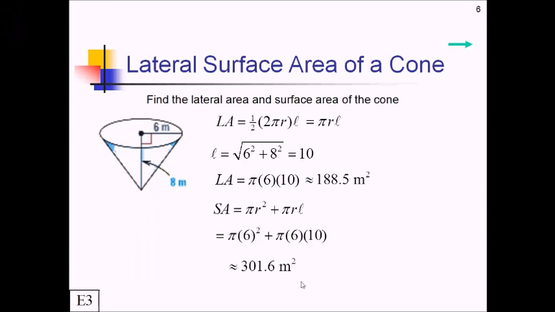Now, the reason I talked about it in terms of how many pi's we have is that every now and then on the MCAS or some other tests, they'll ask you to leave things in terms of pi. So you should be prepared to give your answer in either format.